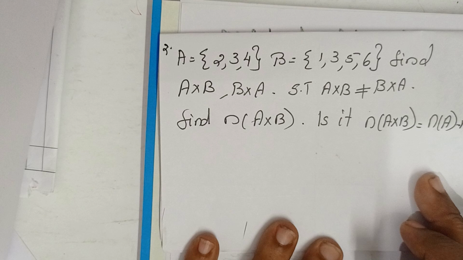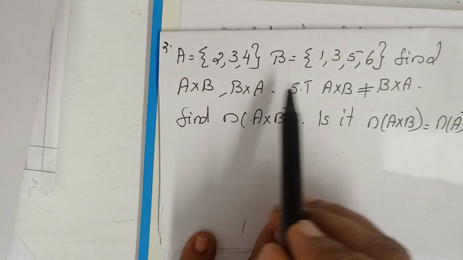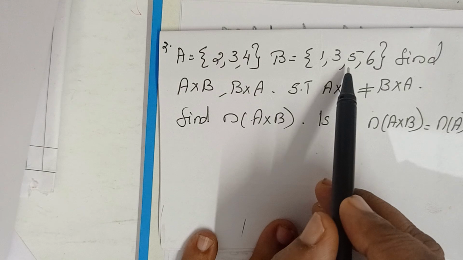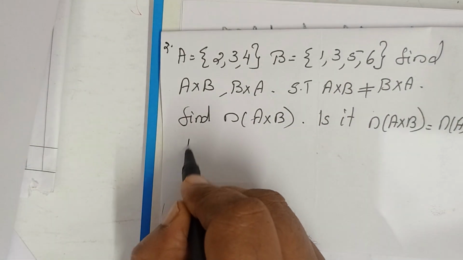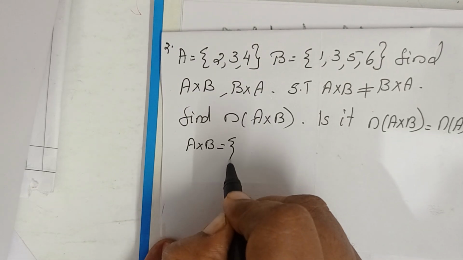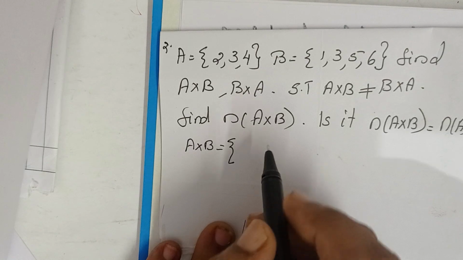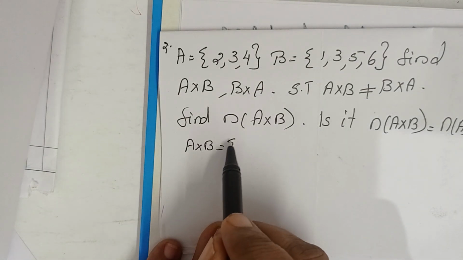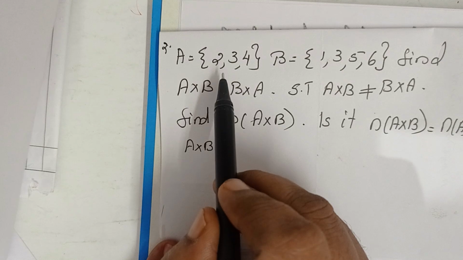Right, the second problem. A is the set {2, 3, 4} and B is the set {1, 3, 5, 6}. The first question is, what is A cross B? Look at the board and say the answer. A cross B is always a set of all ordered pairs. Therefore, remember to put this set notation first.